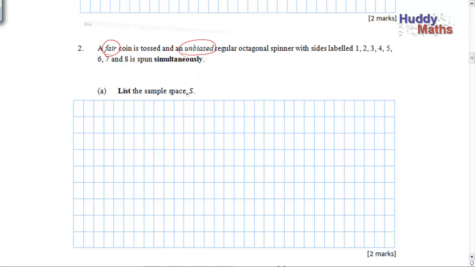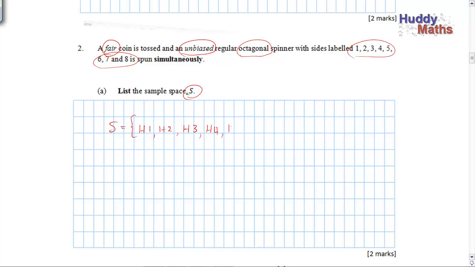Now what's a sample space? A sample space is the set of all possible outcomes. We've got an octagonal, that's 8 sides there, and a coin. So there's 2 things happening. So the sample space could be what? A head and a 1, a head and a 2. Have a system. All heads with each possible number could come up.